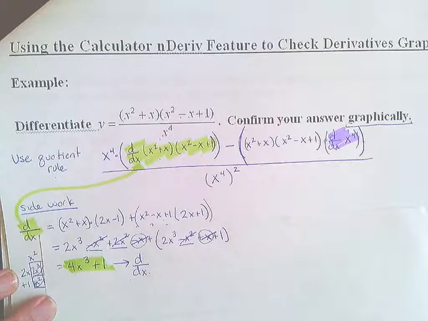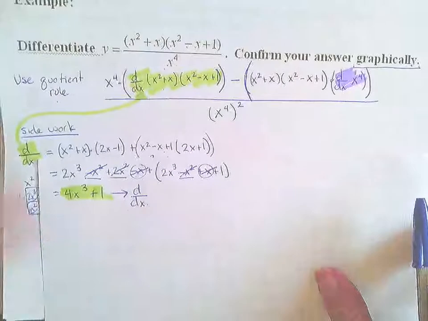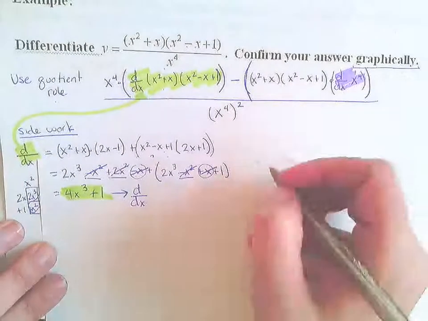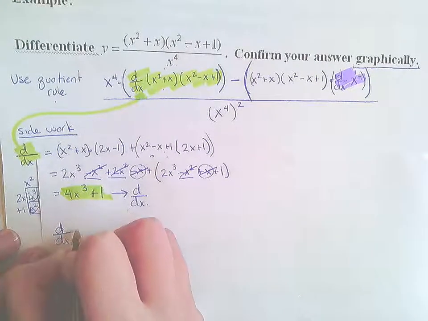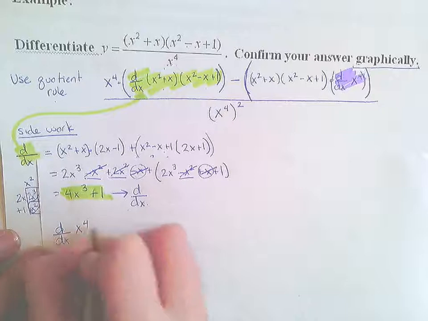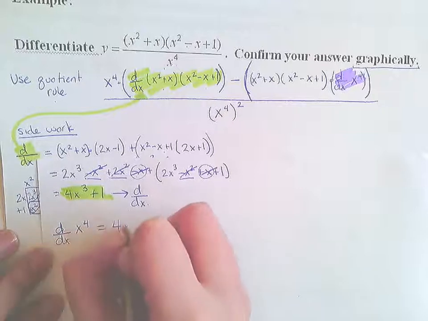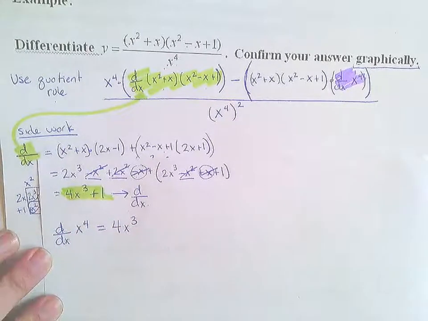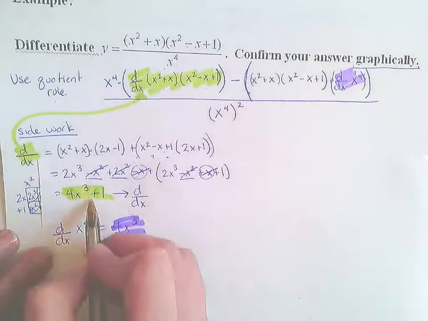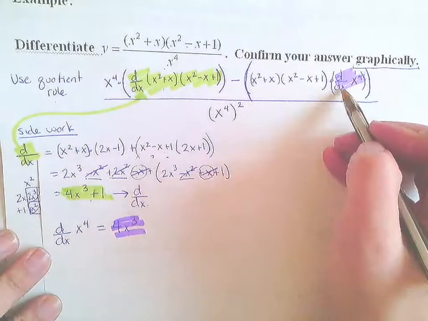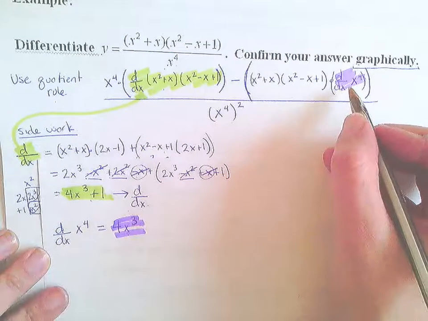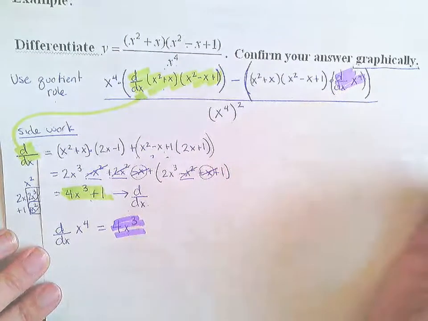Okay? And then the derivative of this guy, so dx of x to the fourth is easy. It's 4x cubed. So basically, what I'm going to be doing is I'm going to plug this in where the green is. I'm going to plug this in where the purple is. Okay, and then things are going to start cleaning up.